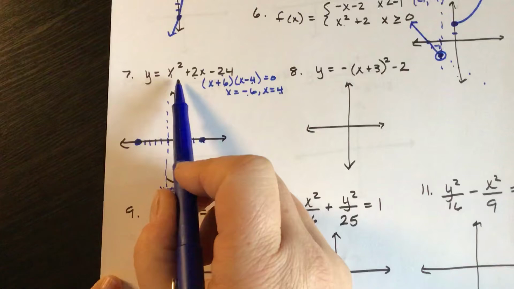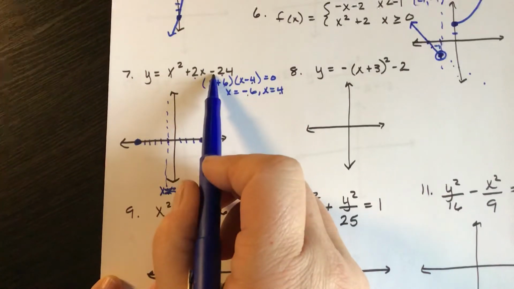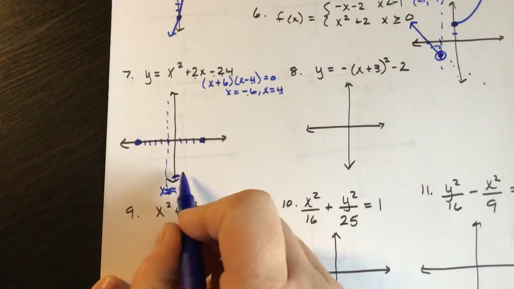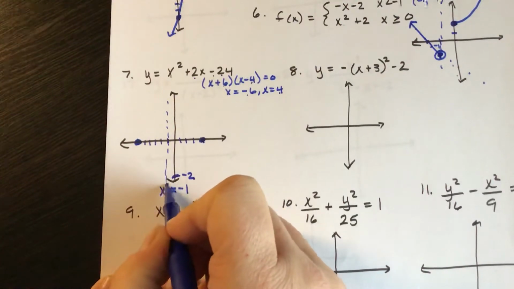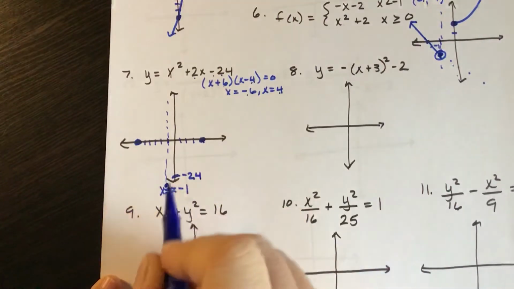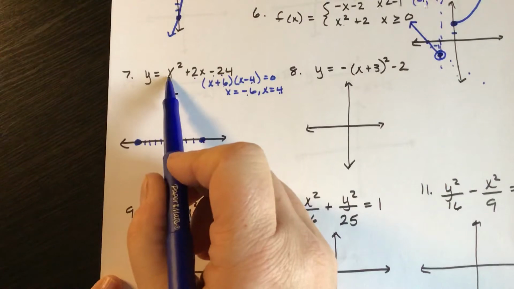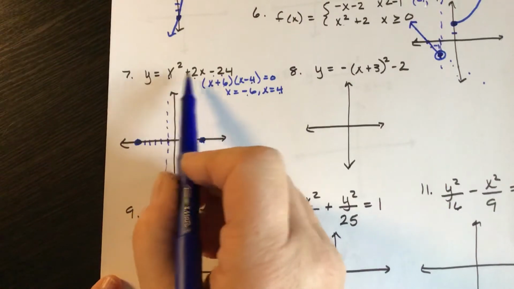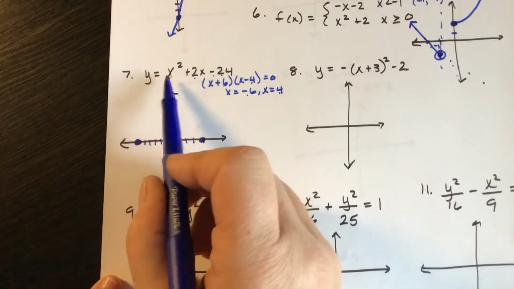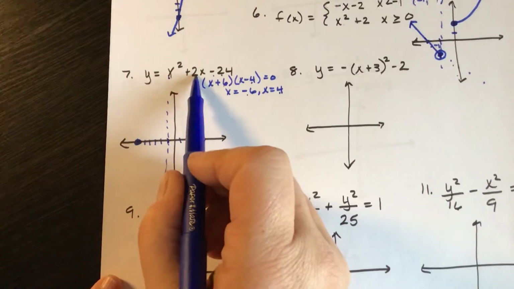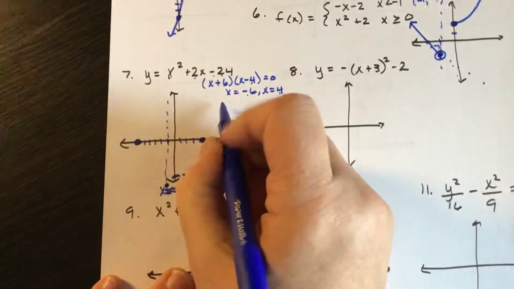And then here, one thing I can do is find the y-intercept. I know the y-intercept would be -24, so this is 0, -24. If I plug in -1, I get -25. And that's because -1 squared is 1. -1 times 2 is -2. So 1 minus 2 is -1, minus 24. My vertex is at -25.